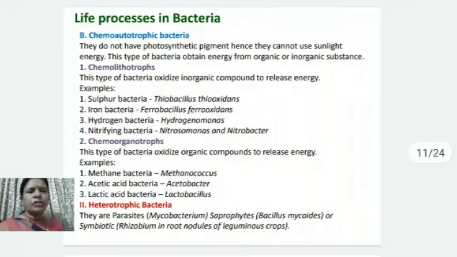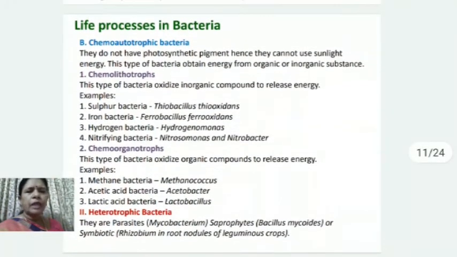Then chemotrophic bacteria. Chemoautotrophic bacteria do not have photosynthetic pigment, hence they cannot use sunlight energy. This type of bacteria obtain energy from inorganic substances. Chemolithotrophs: this type of bacteria oxidize inorganic compounds to release energy. Example, sulfur bacteria, Thiobacillus. Then for iron bacteria, it is Ferrobacillus. And for hydrogen bacteria, it is Hydrogenomonas. Then nitrifying bacteria, Nitrosomonas and Nitrobacter.